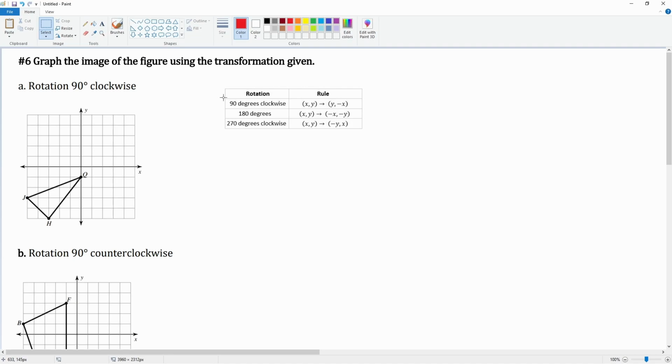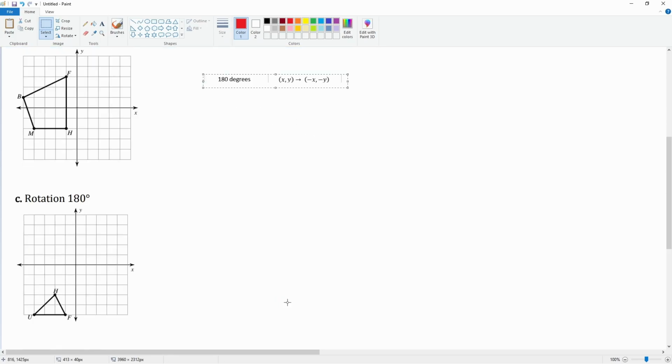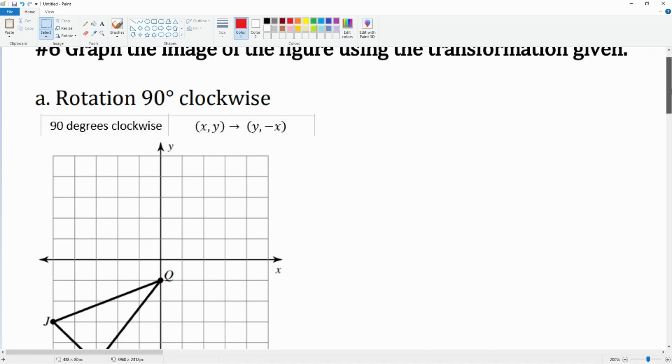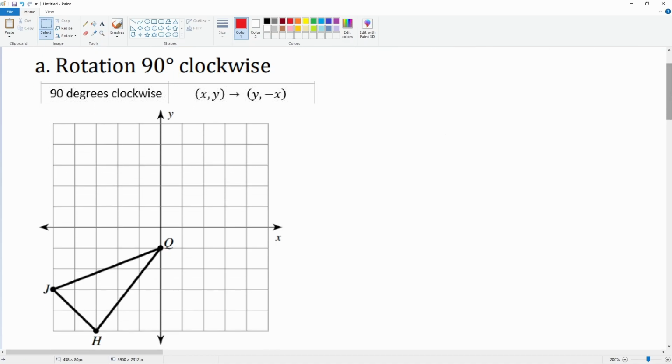So the first one, it is a rotation of 90 degrees clockwise. So I'm just going to grab that there. Then the next one, it is a rotation 90 counterclockwise. That is the same thing as saying 270 clockwise. And then the last one, it is your 180 degrees. So there you go. So I have the rules already for each. So all we have to do is get the original, and then we can just apply the rule.